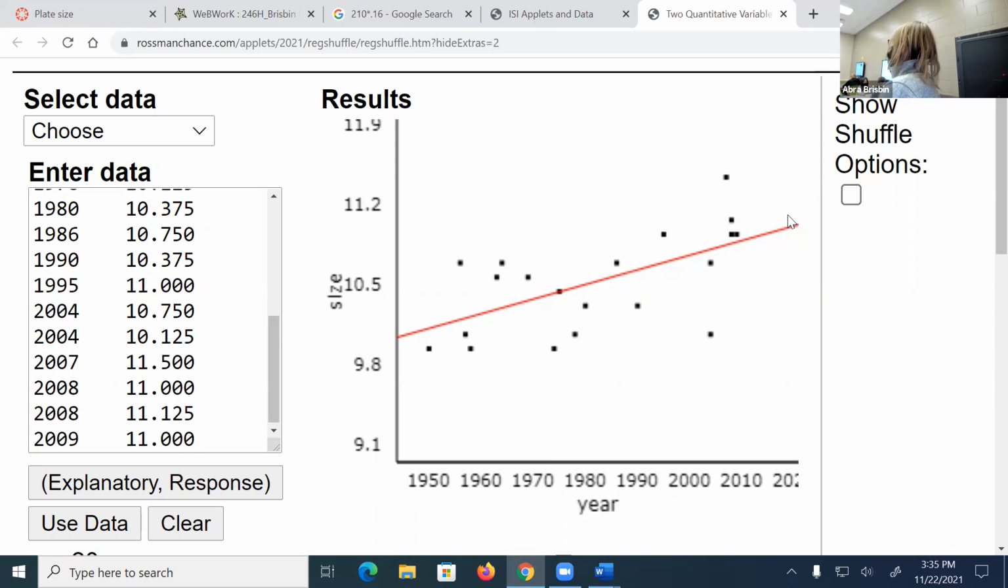Let's do direction. Would you say that's positive or negative? Let's do thumbs up for positive, thumbs down for negative. Yeah, thumbs up. That's generally a positive trend. So as year increases, plate size also tends to increase.